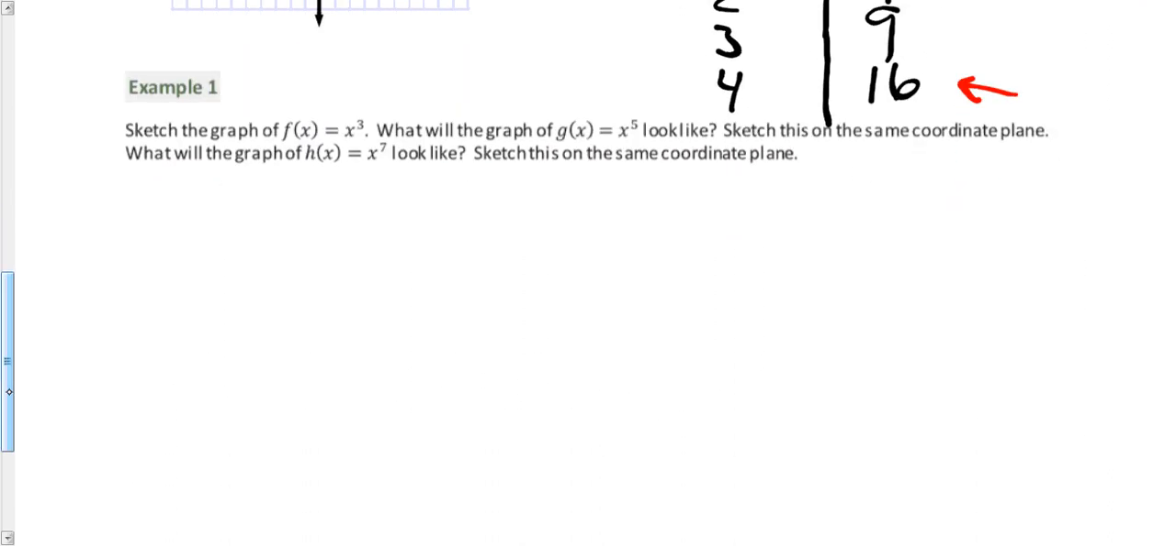Okay. And now on the graph below, on this graph, we're going to do another graph and chart. This time it's going to be x cubed.